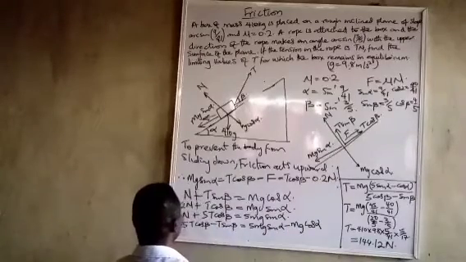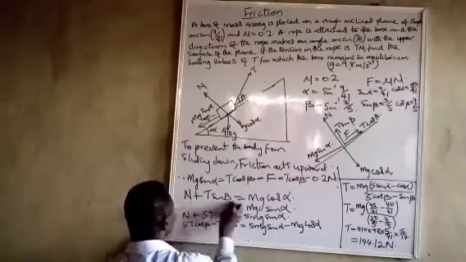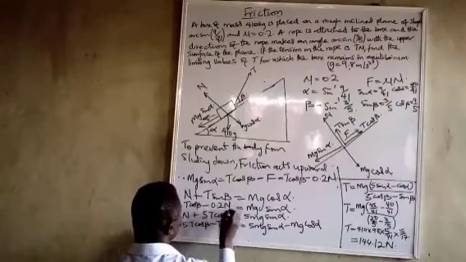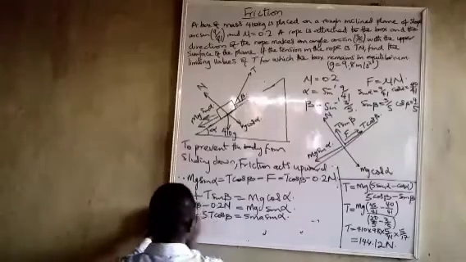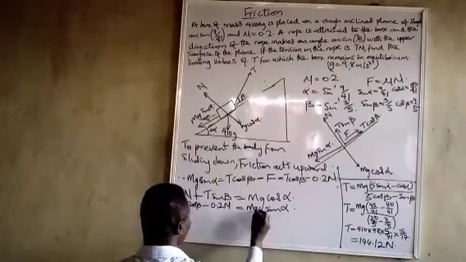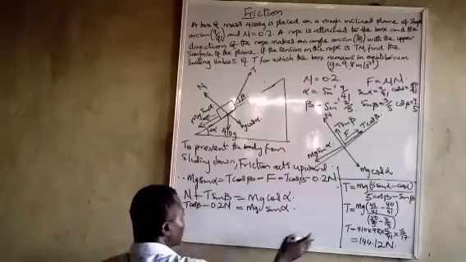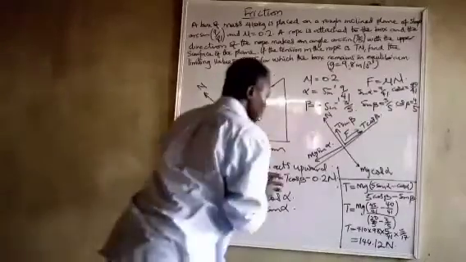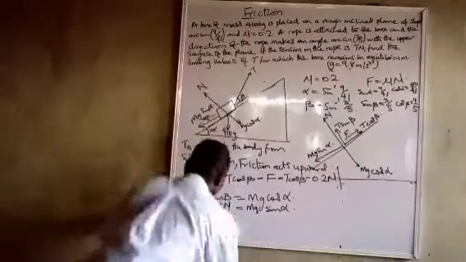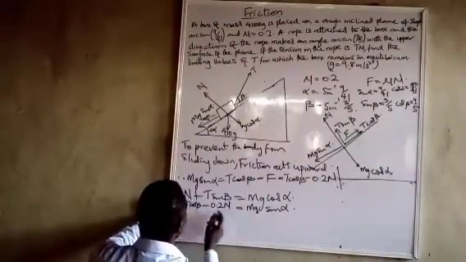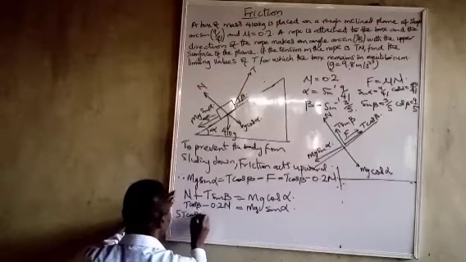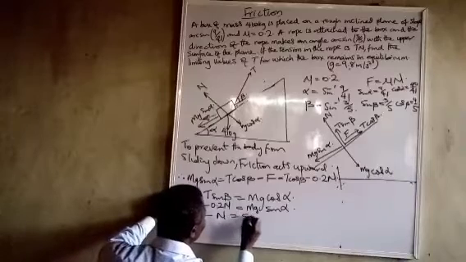So what do I have here now? I'm going to have T cos beta minus 0.2 N equal to mg sine alpha. Just because F has changed its direction, the force will be increasing until it gets to this one. So let's work it out. Let me multiply this one by 5 again. So I have 5T cos beta minus N is equal to 5 mg sine alpha.